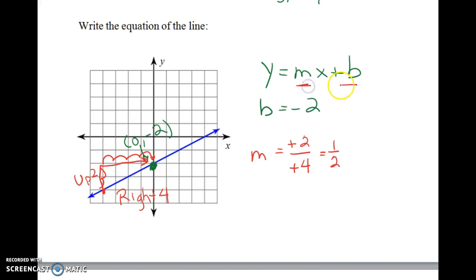Now I have the two important parts of my equation, so I just substitute them in. y equals 1/2 x plus -2, or y equals 1/2 x minus 2. And that's how easy it is. Bring any questions to class, please.